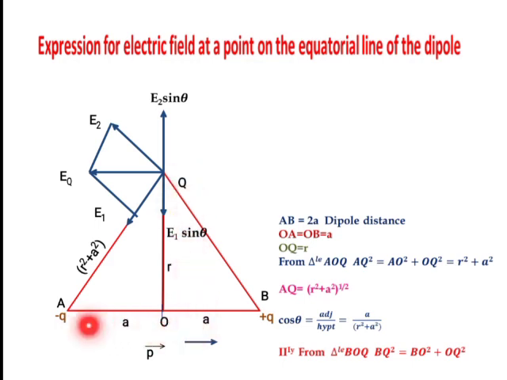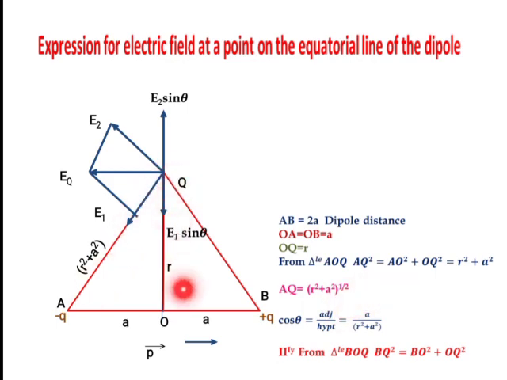That is nothing but what? A square plus R square. Why like that? If we apply the Pythagoras theorem here, then AQ square is equal to AO square plus OQ square. That is nothing but R square plus A square. Then what is AQ? AQ is equal to R square plus A square raised to 1 by 2.